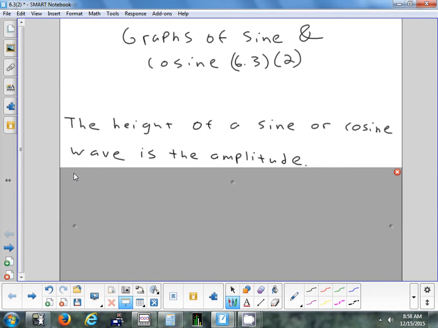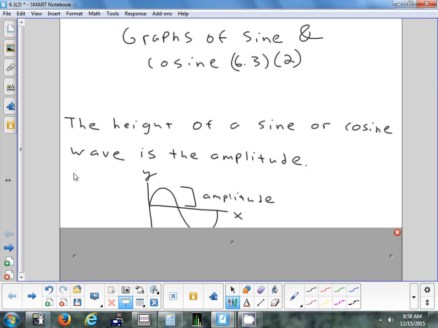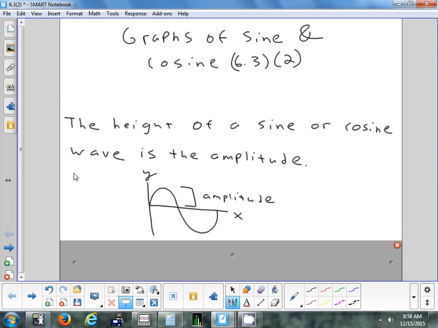All right, so the height of a sine or a cosine wave, that's called the amplitude. If you imagine a sine or cosine wave, and you measure the distance from this center line to its highest point, that's the amplitude. It should also be symmetrical if you measure the distance from the center line to the lowest point. Okay, it should be the same.